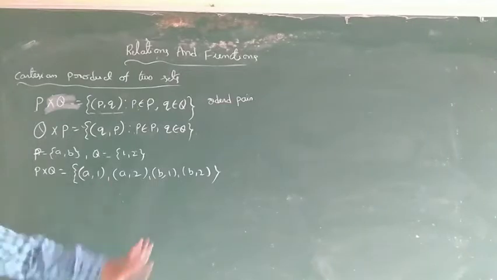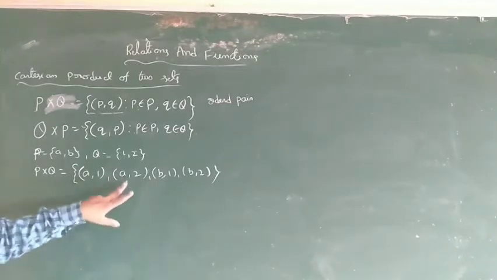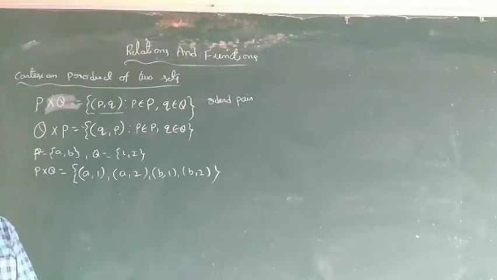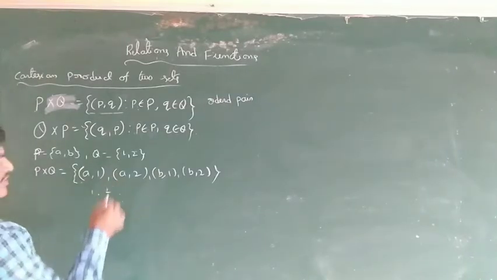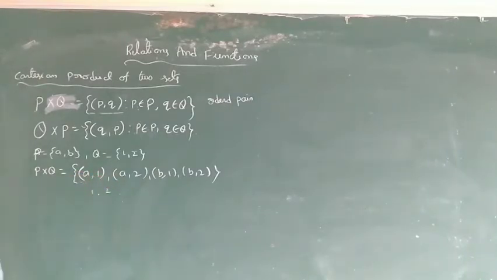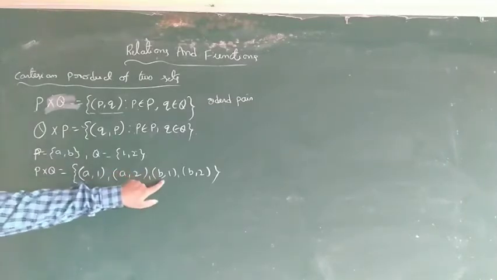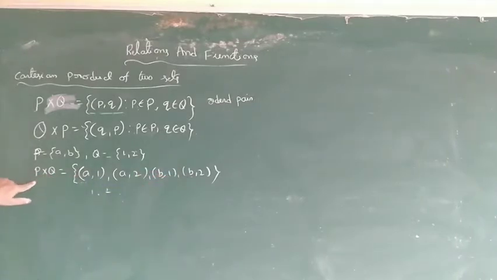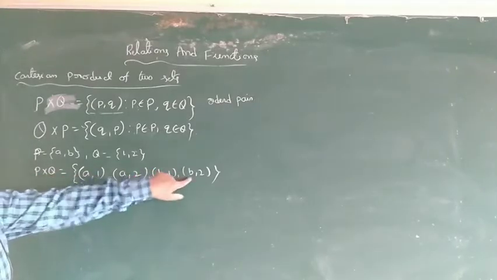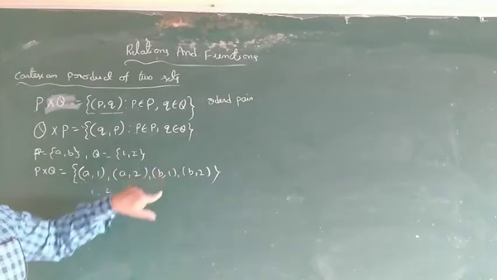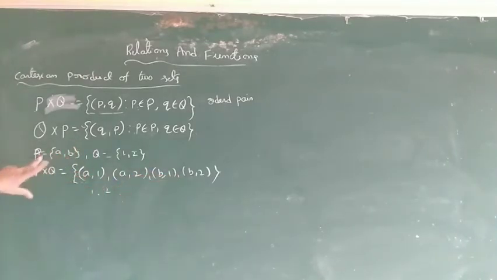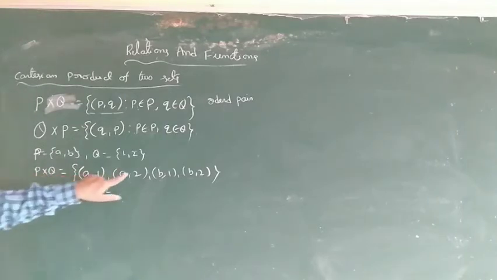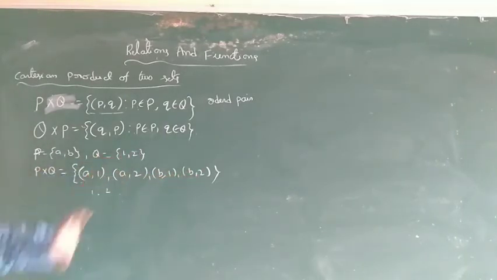If the same ordered pair is repeated two or three times, we can write it only one time. A normal element like 1, 2, 3 is just an element. This element is called an ordered pair: (a, 1), (a, 2), (b, 1), (b, 2). What is the set P? A, B. A twice you can write once, B twice you can write once. So what is Q? 1 comma 2.